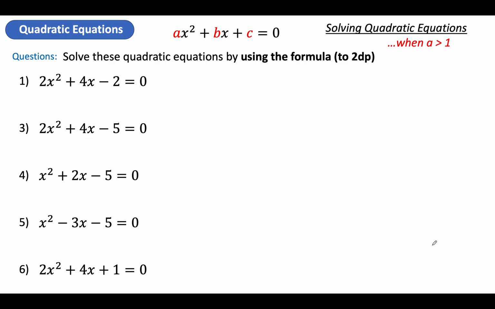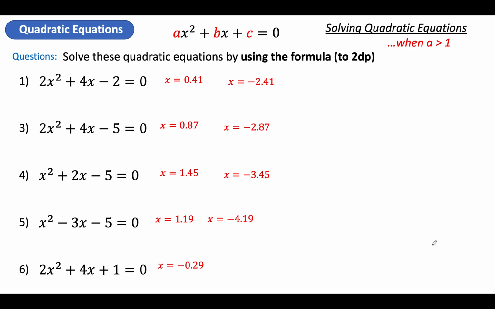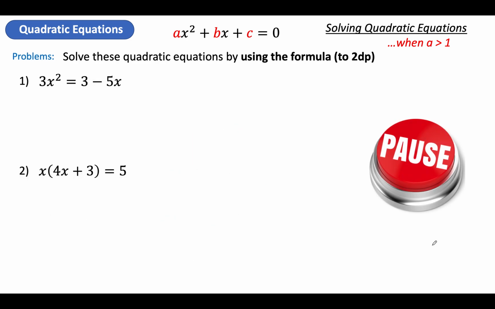So for the first one, you should get 0.41 and negative 2.41, then 0.87 and negative 2.87, and then 1.45 and negative 3.45, and then 1.19 and negative 4.19, and then negative 0.29 and negative 1.71. Okay, well done if you got all of those right. Good stuff. Okay, 2 more for you to do.